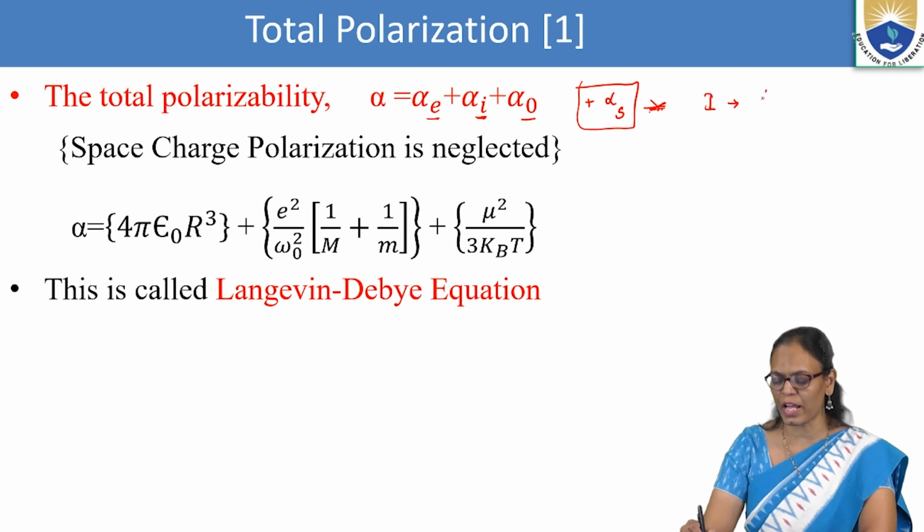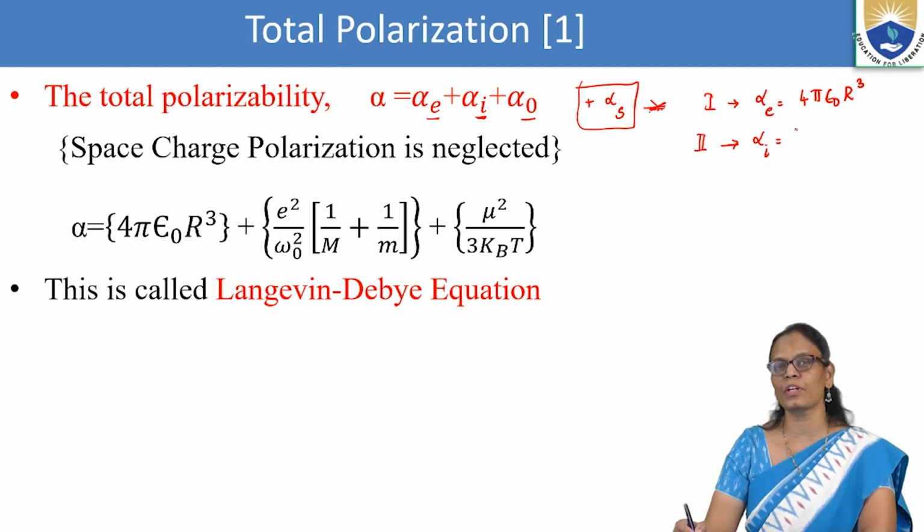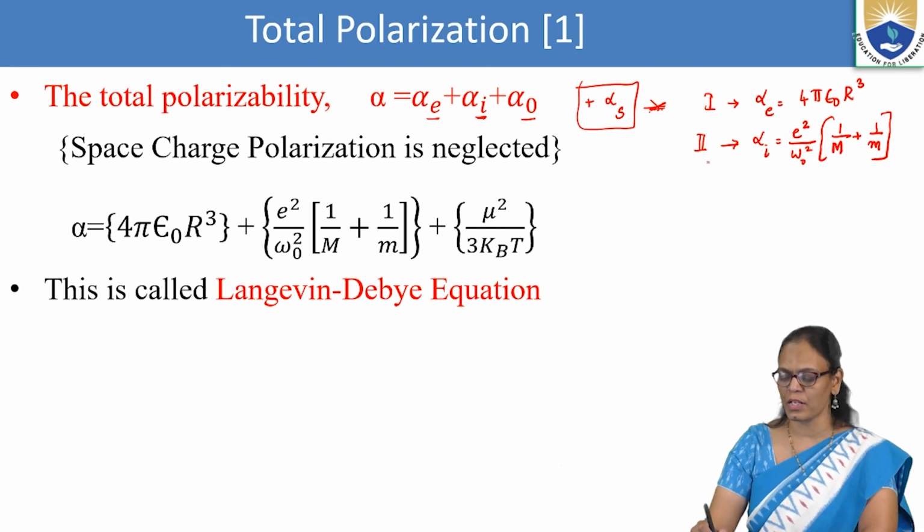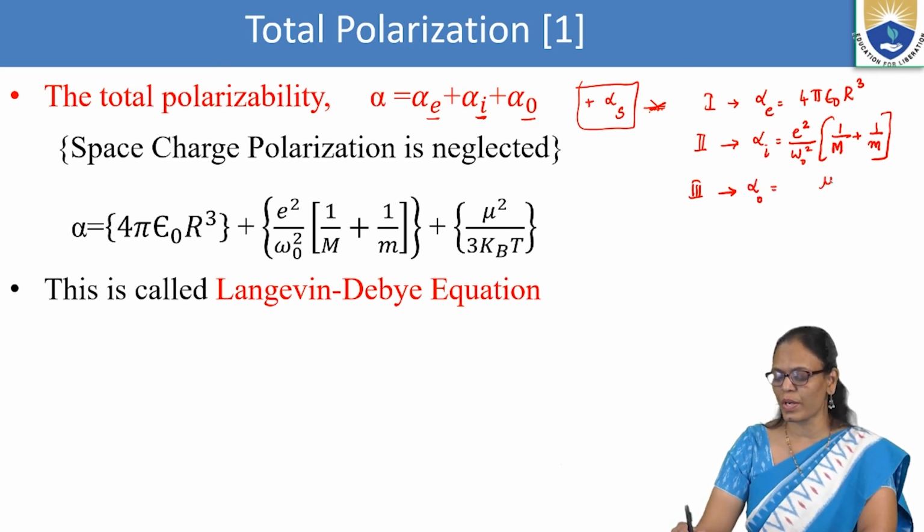So what did we get in equation 1? What did we get for alpha E? It is 4 pi epsilon naught R cube. And then in equation 2, we have got alpha I, that is the ionic polarization, which is e square by omega naught square into 1 by capital M plus 1 by small m. This is alpha I, the ionic polarization. And in the third equation, we have got alpha O. So what is alpha O we got? Mu square by 3 kBT.